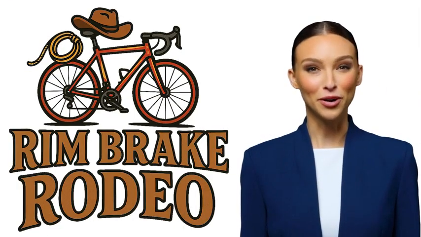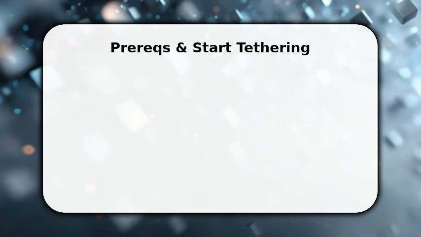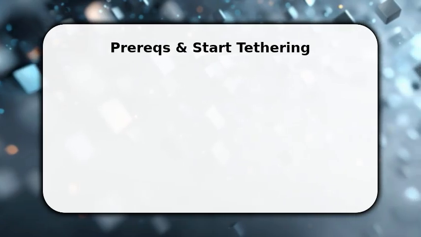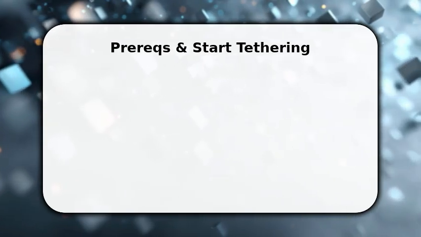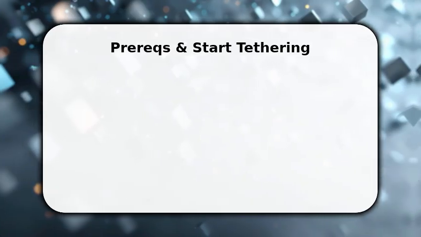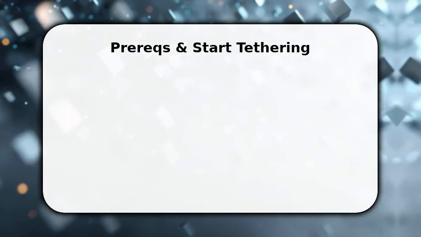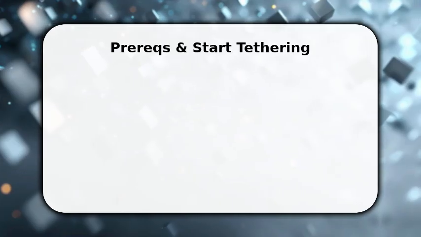We hope this video helps. You begin by confirming two essentials: active mobile data and carrier tethering permission. On your phone, enable the Hotspot or USB tethering option. This creates the network your computer will use.